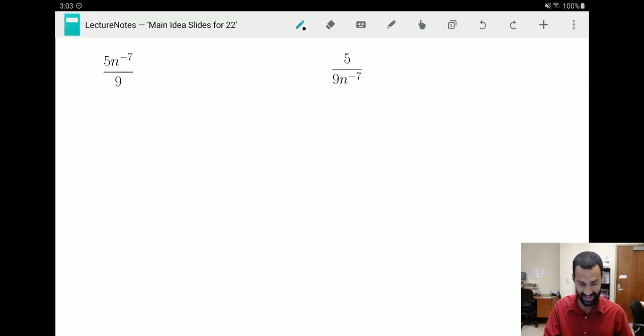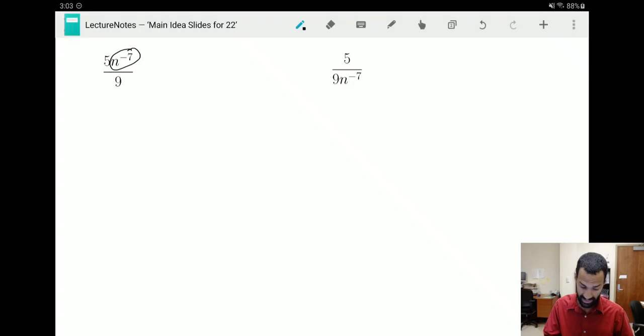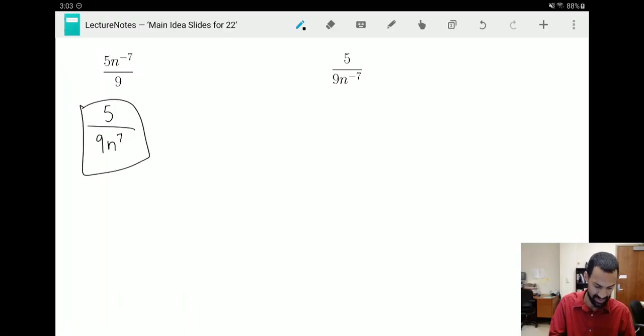So 5n to the negative 7th power over 9. If I wanted to rewrite that, I'm going to recognize that n has a negative 7. Notice that the 5 does not have an exponent, so don't think that that negative 7 has anything to do with that 5. The negative 7 is on the n, so that means n is in the wrong position. I need to put it in the denominator with the 9. So that's how that would simplify. 9n to the 7th power is in the denominator now.